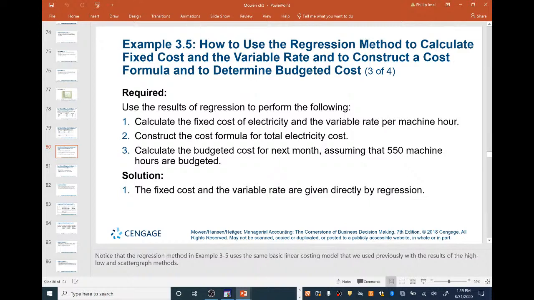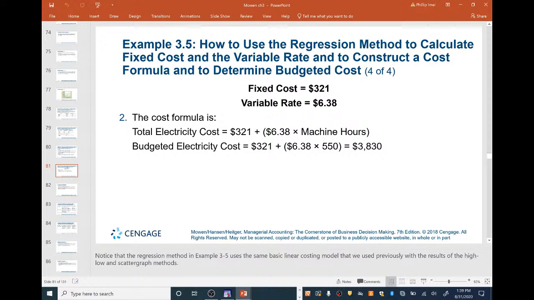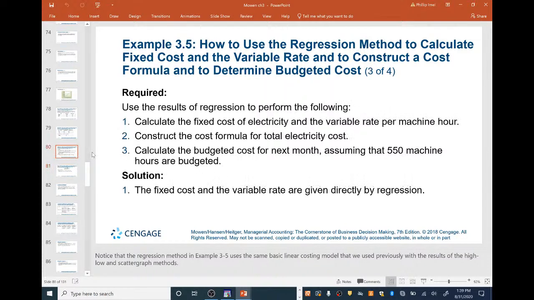Second, construct the cost formula for total electricity cost. Once again, what's the cost formula? Total electricity cost is going to be the fixed cost plus the variable rate times the units used. In this case, total electricity cost equals fixed cost, which was given, remember, the intercept of 321 from our regression model, plus the variable rate, which was given, 6.38, times the machine hours. Now all we have to do is plug in the number that was given, because if you recall here, 550 machine hours are budgeted.